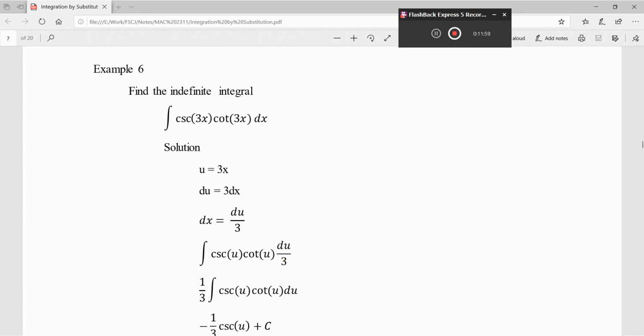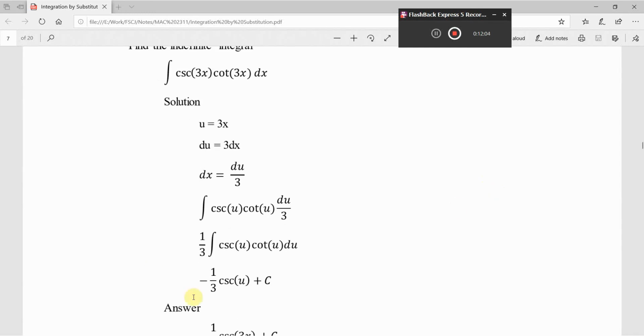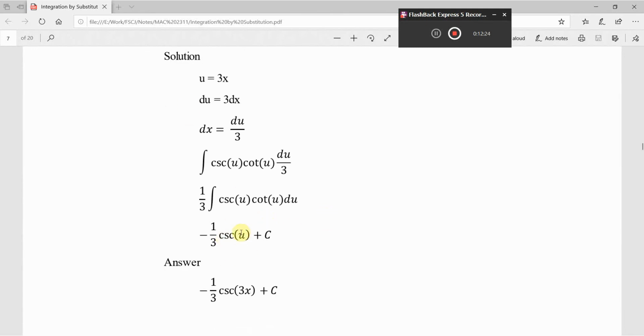The over 3, that's going to become a 1/3 outside my integral. And I have 1/3 times the integral of cosecant of u cotangent of u du. Well, the antiderivative of cosecant of u cotangent of u, that gives me a negative cosecant of u. So I've got negative 1/3 cosecant of u plus a constant. And then lastly, where the u is located, I'm going to replace that with 3x. So that gives me negative 1/3 times the cosecant of 3x plus a constant.